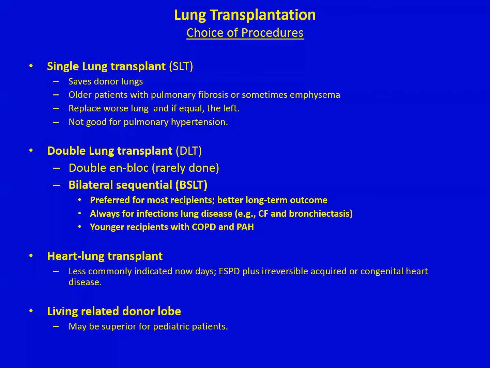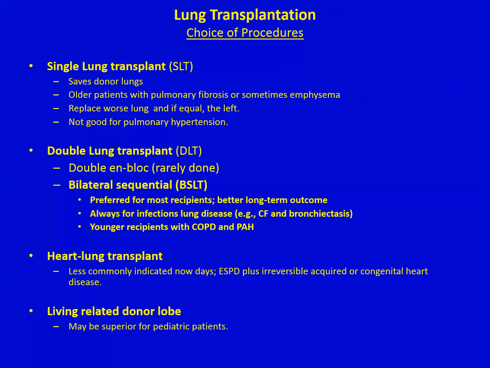In the early days, most transplants were single lung transplants, and the reason for continuing to do this is to save donor lungs. It is primarily used nowadays for older patients with pulmonary fibrosis and sometimes emphysema. When done, they tend to replace the worst lung. If equal, then the left is preferred. It is not a good operation for pulmonary hypertension.